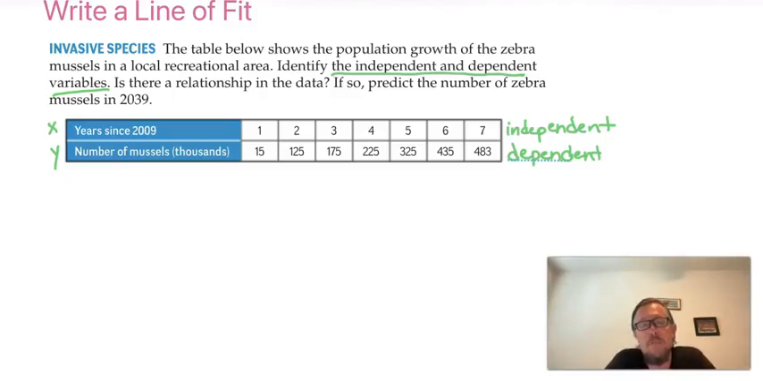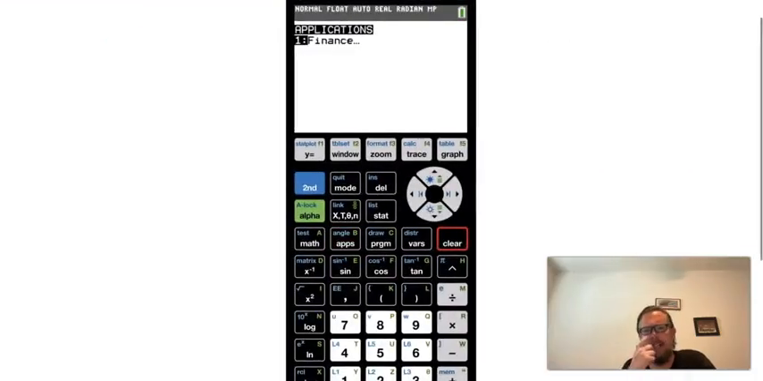Now that's important to us because whenever we put this into the calculator, we're going to put years into our X and we're going to put number of mussels into the Y. Okay, so everything else we're going to do here is going to be done on the graphing calculator. So if you need to, pause the video and get your graphing calculator out and go ahead and turn it on. And so here's what we're going to do on the calculator.